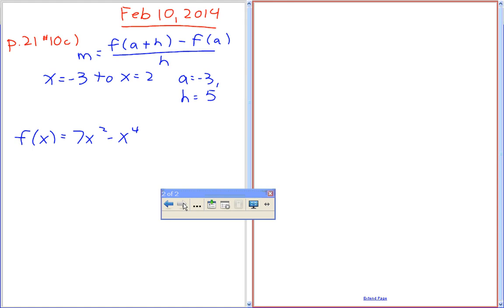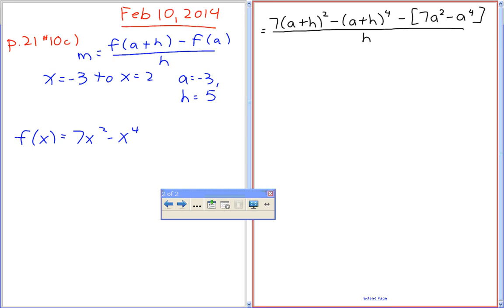Well, just put in 7 bracket a plus h bracket squared, minus bracket a plus h bracket close bracket to the 4th, minus bracket 7 bracket a close bracket squared, minus a to the 4th. And also put big square brackets all around there because you're subtracting both of them.